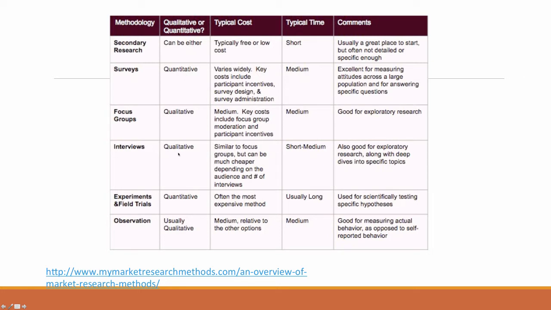Another form of qualitative research is an individual interview or observation. The interesting thing about observation is it shows you what people do, but it doesn't really tell you why they do what they do. So again, we're just looking at some different survey methods.